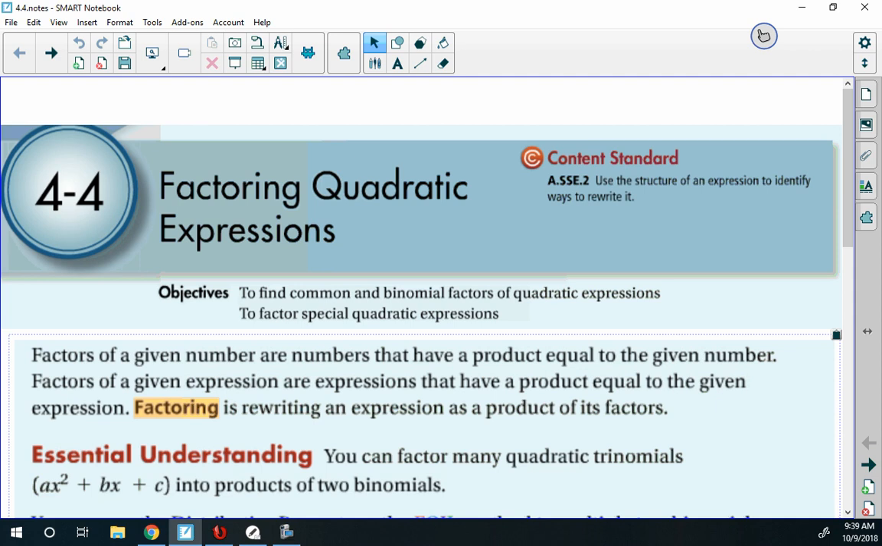The Common Core Content Standard, you don't need to know that. When they talk about the standard, it says algebra, seeing structure in expressions. You'll be able to see the structure to identify ways to rewrite it. Of that whole title slide, really the only thing I'd write down is 4.4, factoring quadratic expressions. And where they say factoring is rewriting an expression as the product of its factors, that's good. I really like that. Factoring is rewriting an expression as the product of its factors. That's all you're doing.